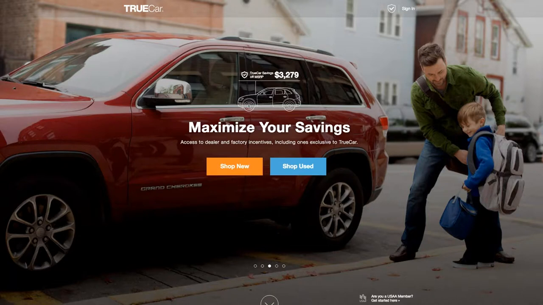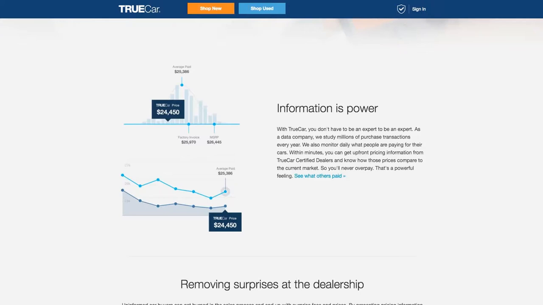They can walk onto a lot, take a look at an SUV, and know that they're getting the best deal available to them based on actual data from their area. This is another screenshot of the website where their brand, I think, is also worth mentioning here, as they are very good at communicating the brand promise. So information is power. With TrueCar, you don't have to be an expert to be an expert. This is information parity.